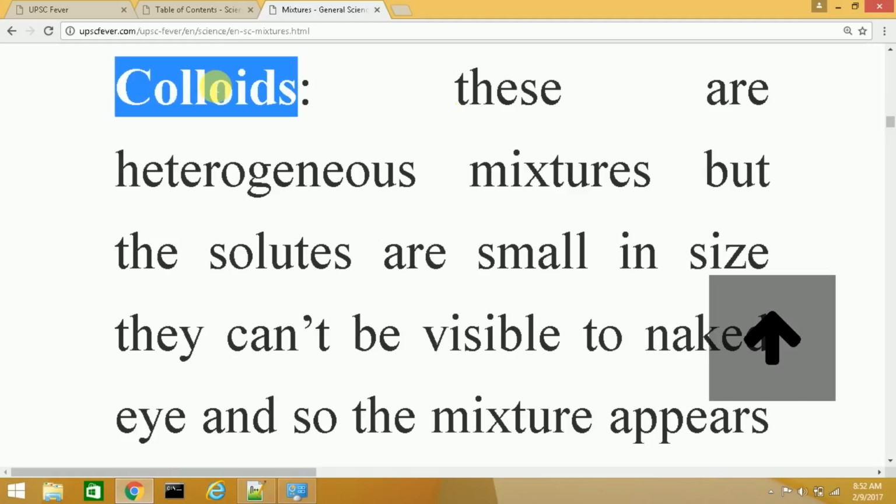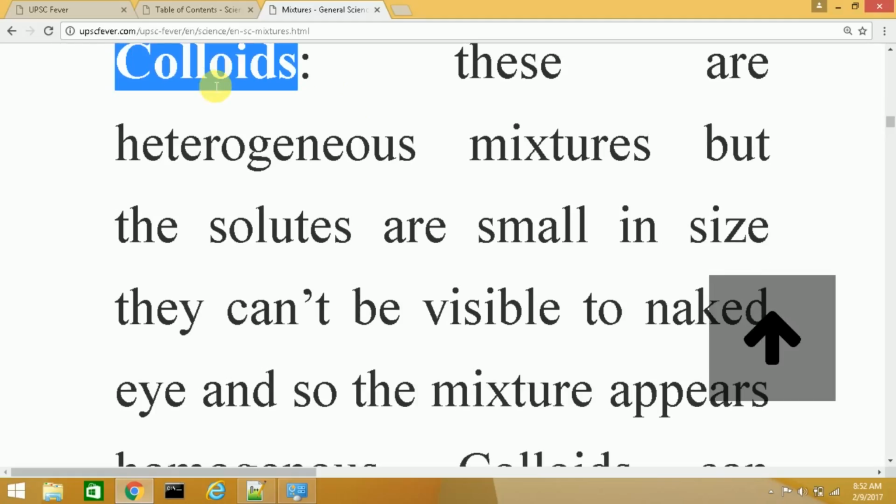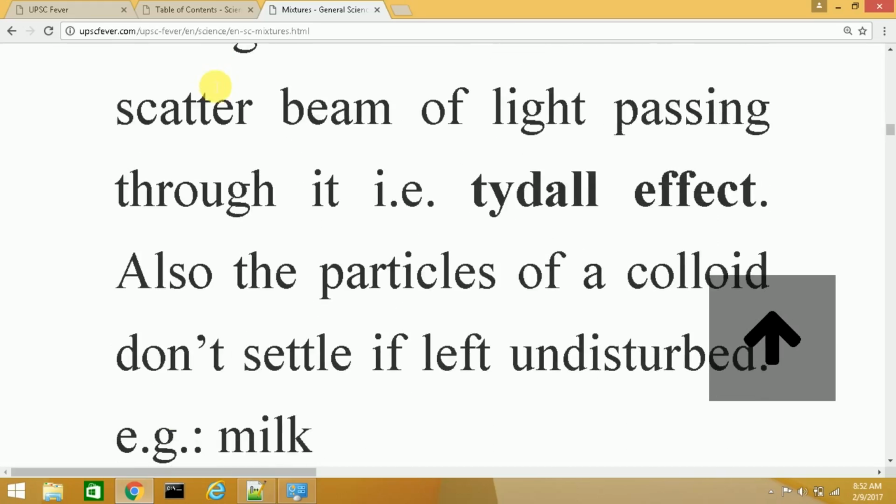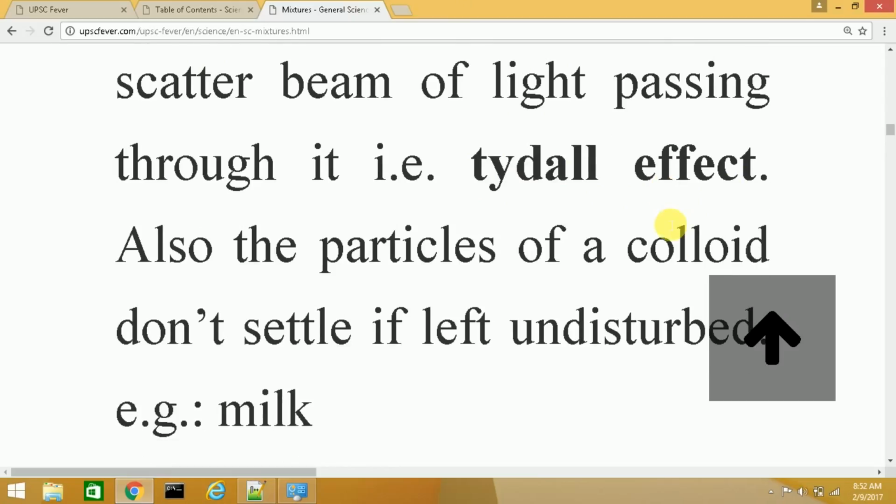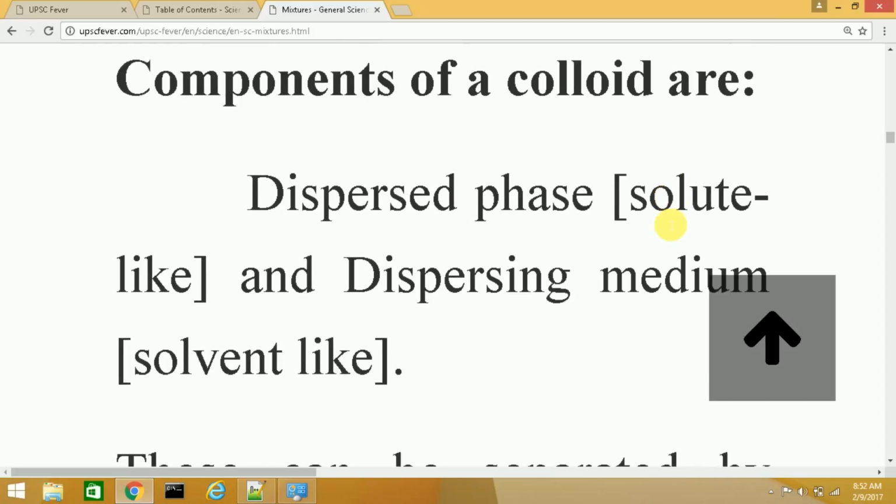Colloids have one special property, that they exhibit an effect known as the Tyndall effect. Under this effect, whenever a beam of light passes through a colloid, it is scattered, and so this property is known as the Tyndall effect. There are two components of any colloid. One is the dispersing medium, which acts like the solvent, and the other is the dispersed phase, which acts as the solute.